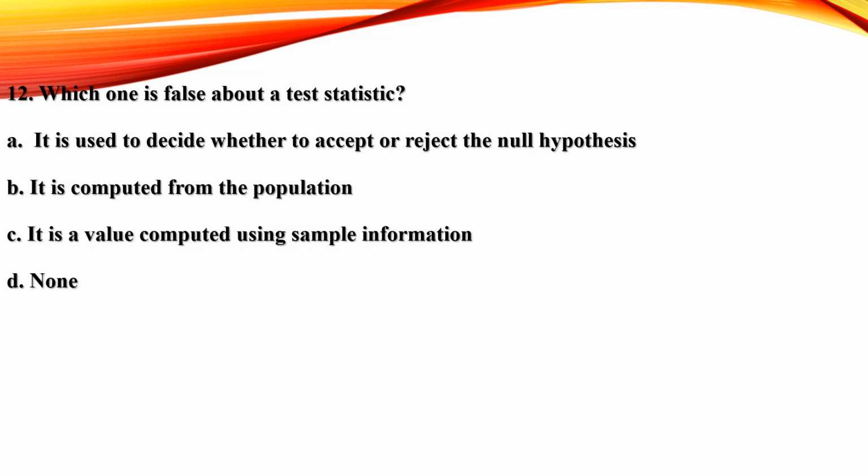Which of the following is false about test statistic? Question number 12 says, which of the following is false about test statistic? A. It is used to decide whether to accept or reject the null hypothesis. B. It is computed from the population. C. It is a value computed using sample information. D. None. So now again we move to statistics or biostat concepts to answer this question.